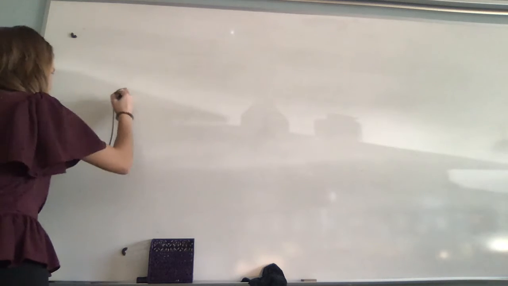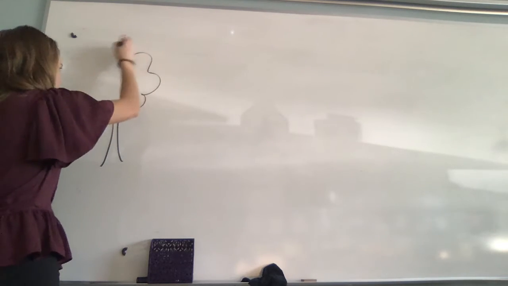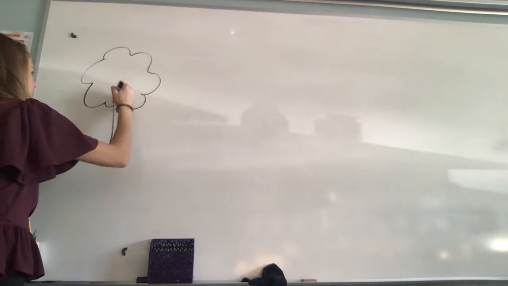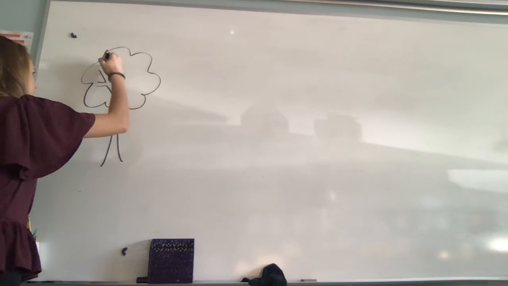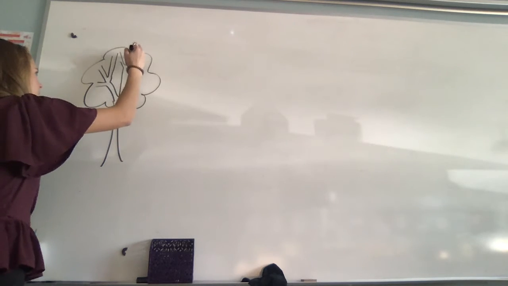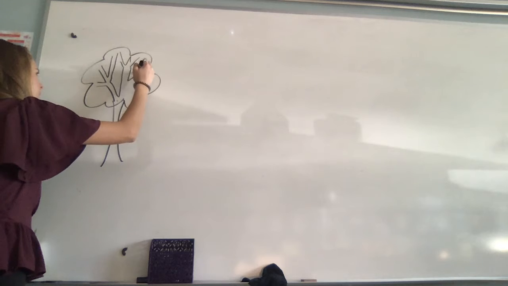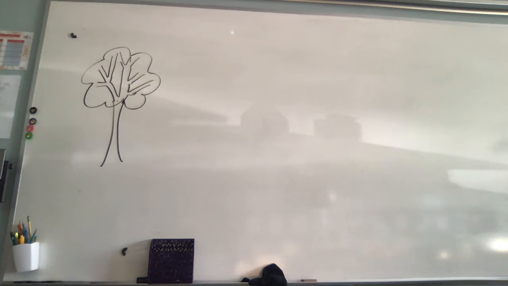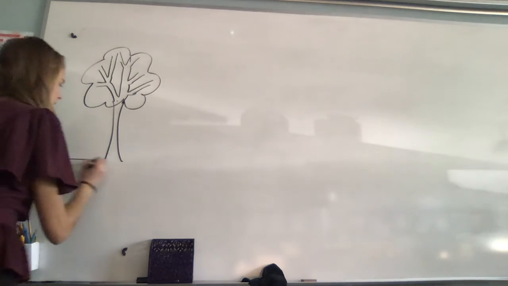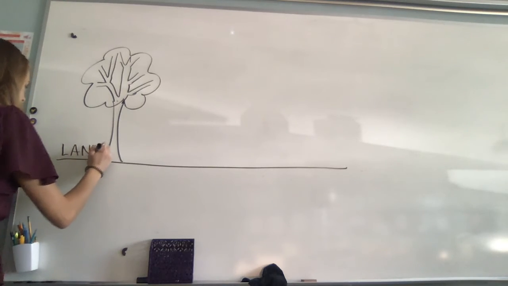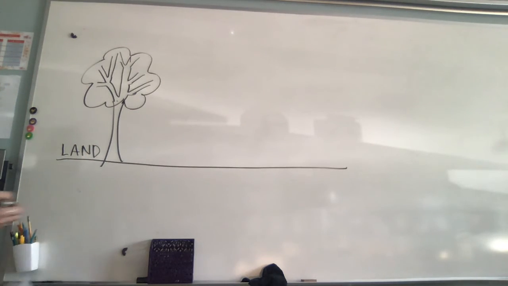Okay, so we have a tree. There's my tree. It has different branches throughout it. Okay, so there's our tree with our different branches. And our tree is on land. Also on land we have us.